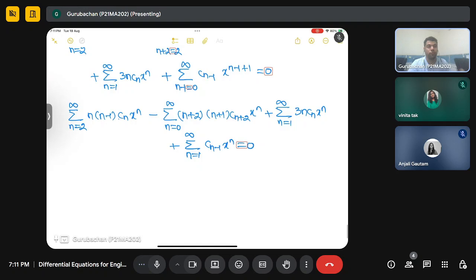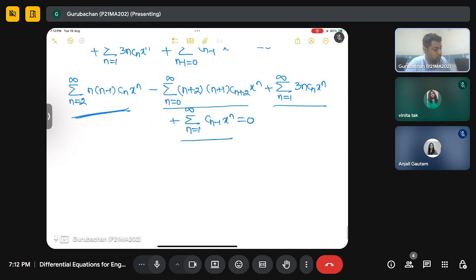Now what we will do, we will see from which power this recurrence relation can be established. This expression is starting from x to the power 2, this expression is starting from x to the power 0, this expression is starting from x to the power 1, and this expression is starting from x to the power 1. So we need to combine from x to the power 2. Till then, we just write the x to the power 0 and x to the power 1 coefficients as they are, by putting n equal to 0 and 1. Here it is starting from x to the power 2, so we will not do anything with it.